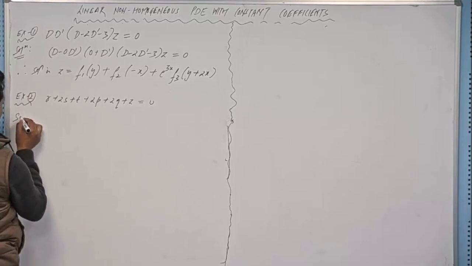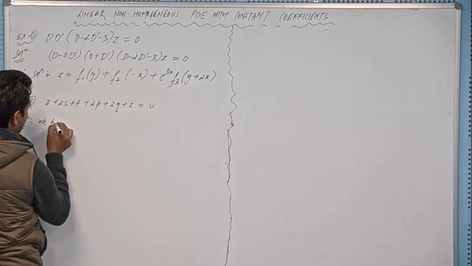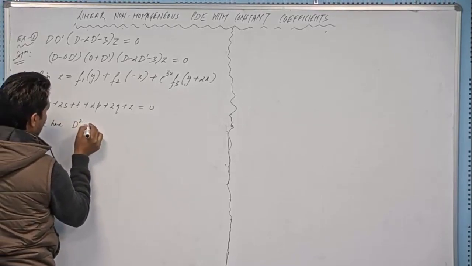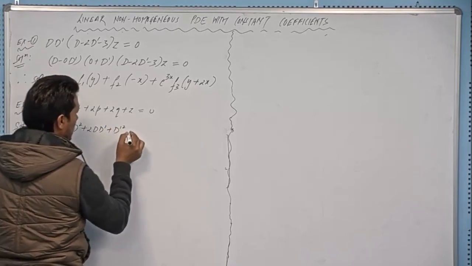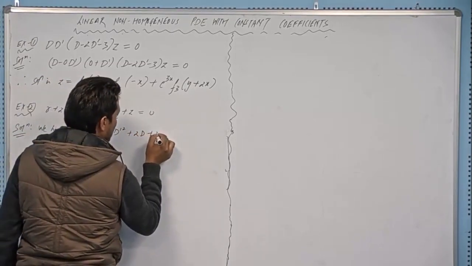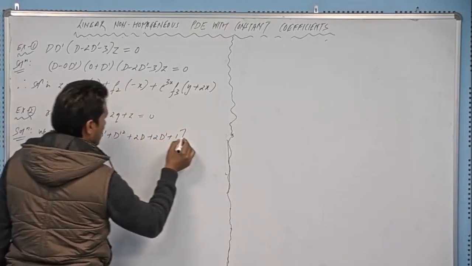So first I will write it in d and d dash form. We have d square plus 2 dd dash plus d dash square plus 2d plus 2d dash plus 1, z is equal to 0, right?